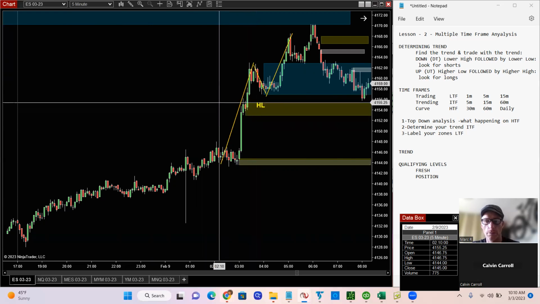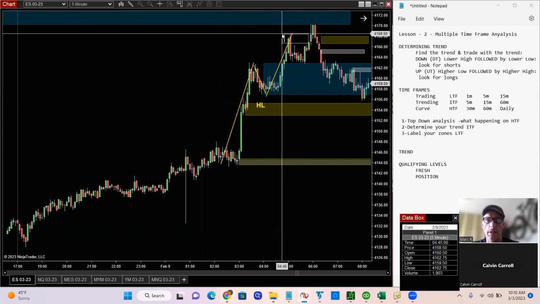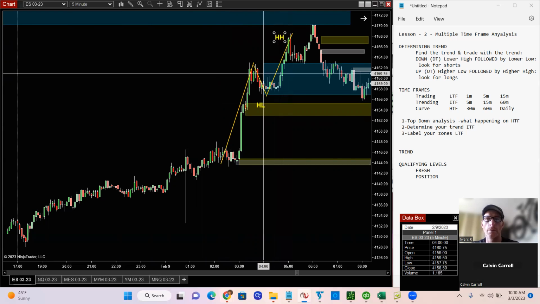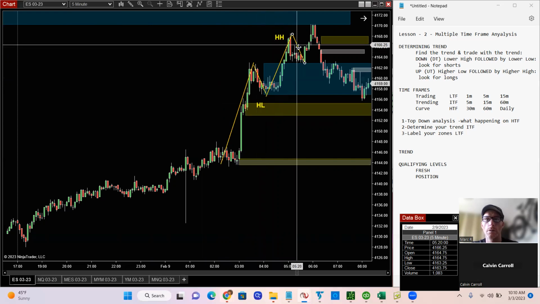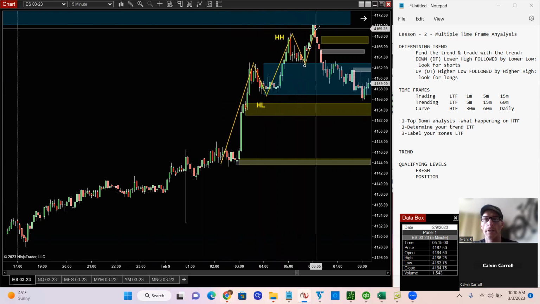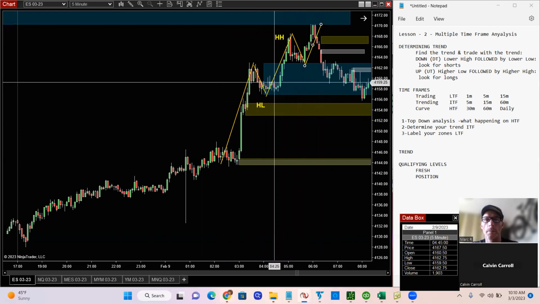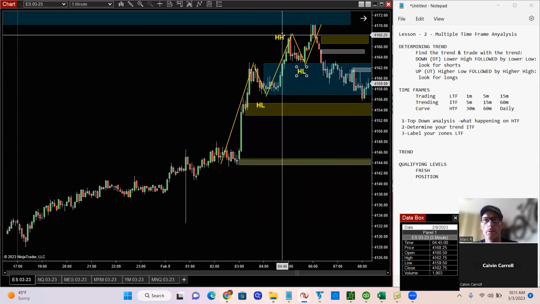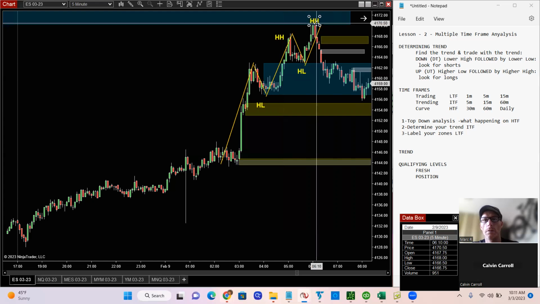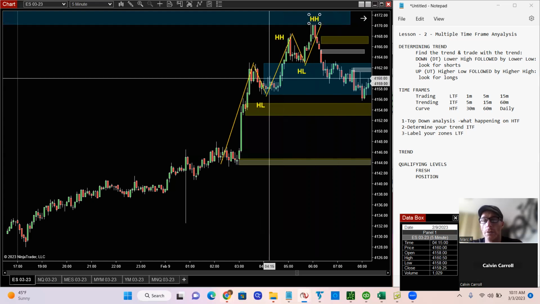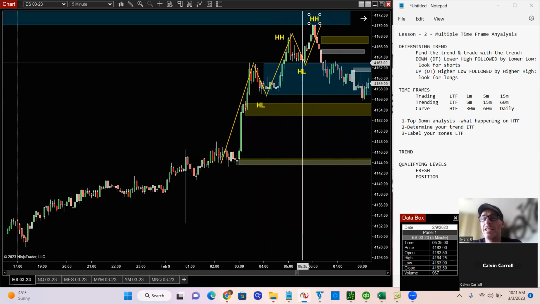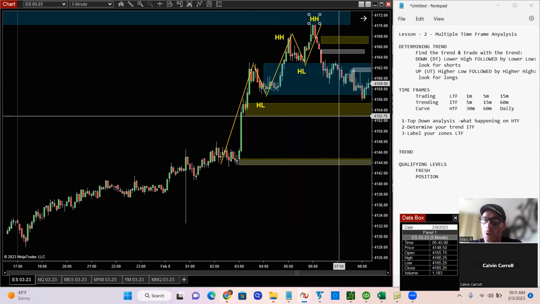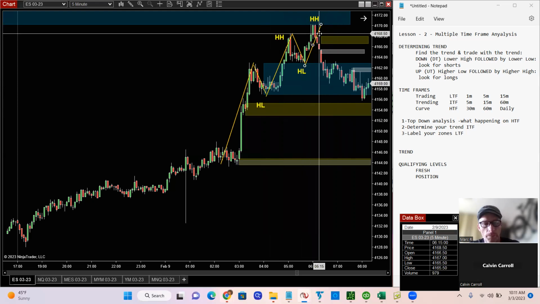Higher low, higher high, higher low, higher high. Okay. Your 5-minute is in an uptrend when you open your chart up at 8:30 in the morning.